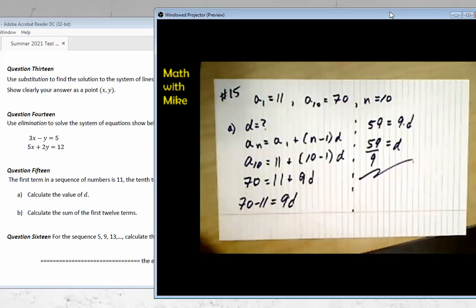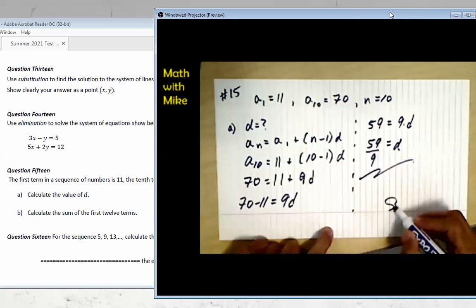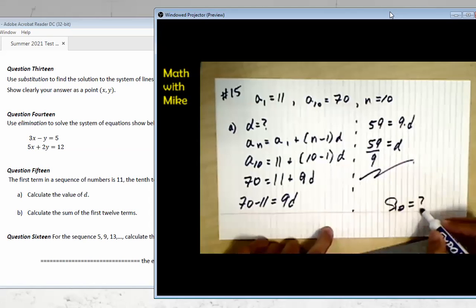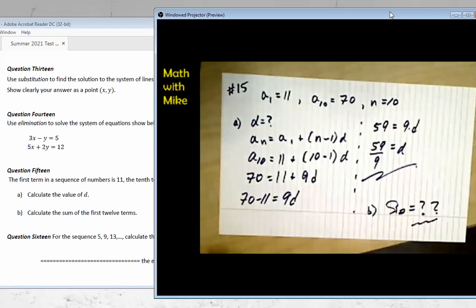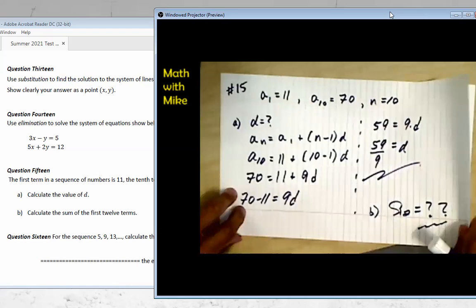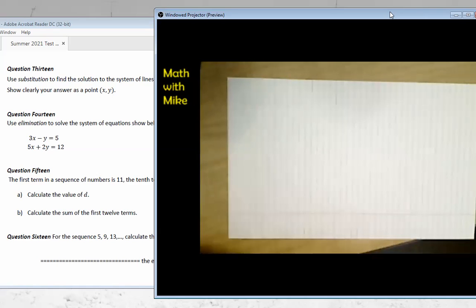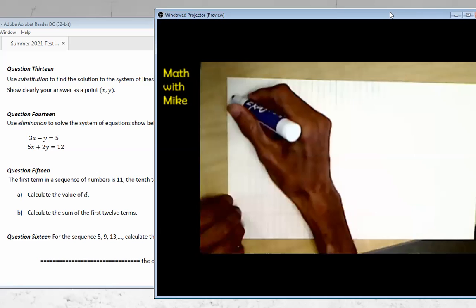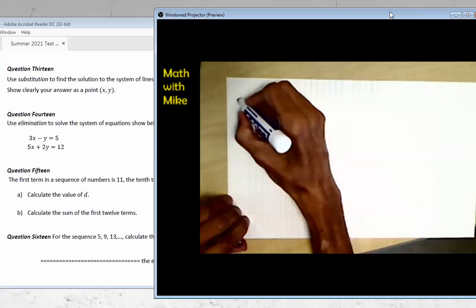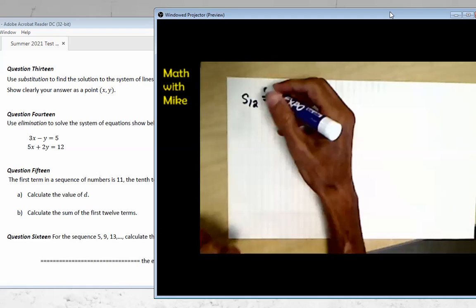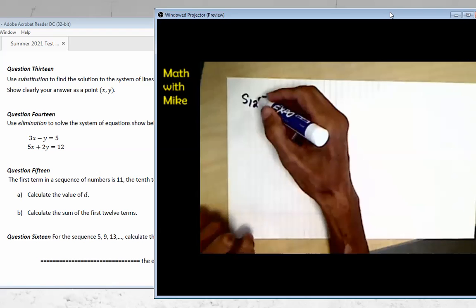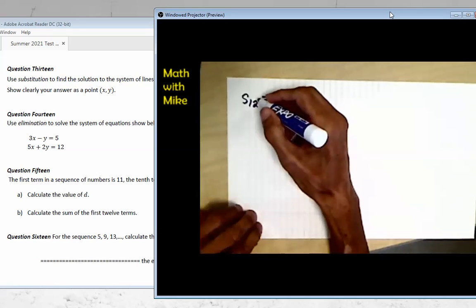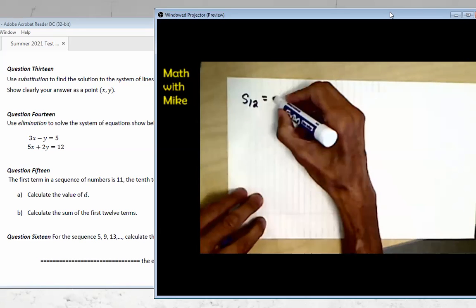B part now. Let's find the sum of the first 12 terms. Okay, let's see what it's going to be. The sum of the first 12 terms. Well, there's two different formulas. One of them has the last term and one of them doesn't have the last term. So the one that doesn't have the last term looks like this.